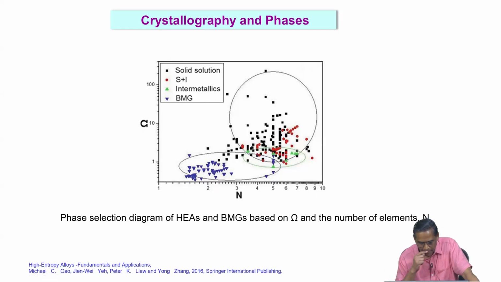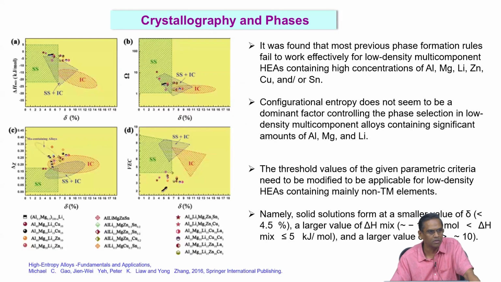And how about alloys containing other than transition elements? Most of the high entropy alloys discussed in the literature are all transition elements, right? So now suppose you have elements like aluminum, magnesium, lithium, zinc, copper and so on. This phase selection rule does not hold, they just break away from it. So you need different ideas for this.